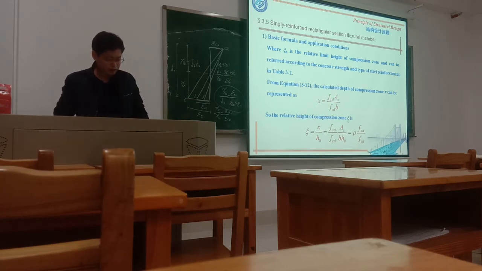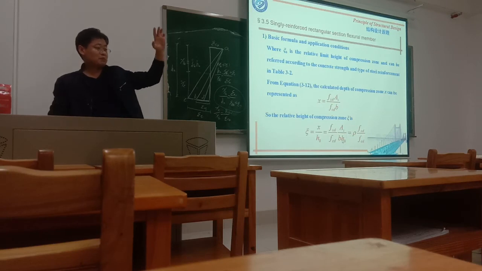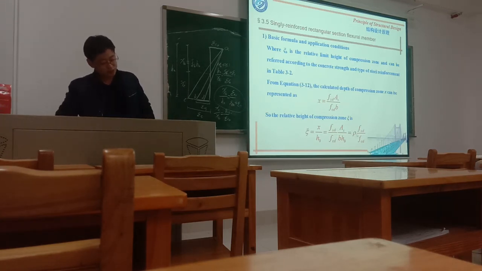The relative height of the compression zone, ξ, and x are the same thing actually. Why is ξ dimensionless? Because x is just the real height. You see, ξ equals x divided by h0. We replace x by fsd, fcd, and As, b h0. Here As is the area of the reinforcement and b h0 is the area of the beam. Then As divided by b h0 equals ρ, the reinforcement ratio. Then ξ equals the ratio ρ multiplied by fsd divided by fcd.